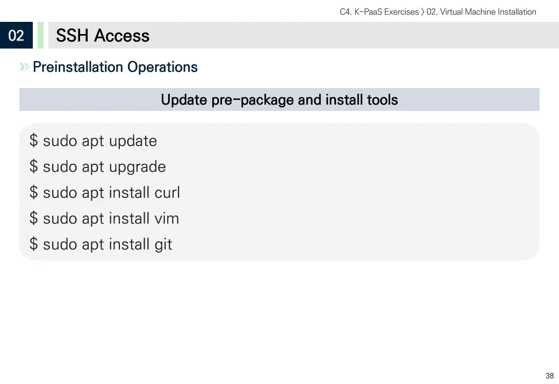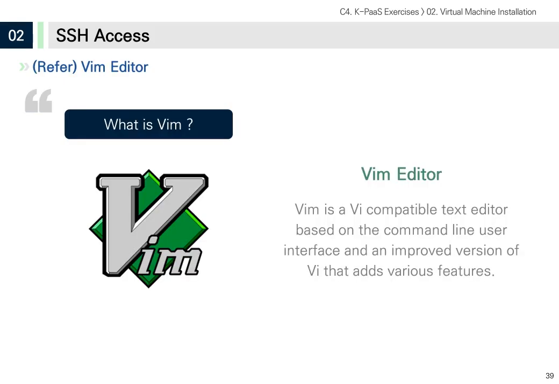We'll proceed to installation and update for package tool for building application deployment environment. Enter the command for installation and update of the required package. Before we end section 2, let's learn about the VIM editor used in the exercise process for editing files.